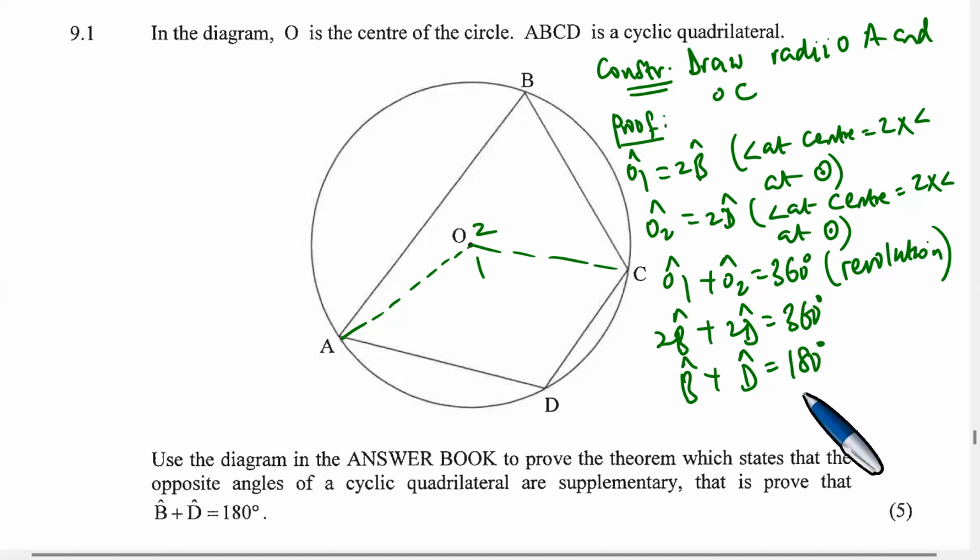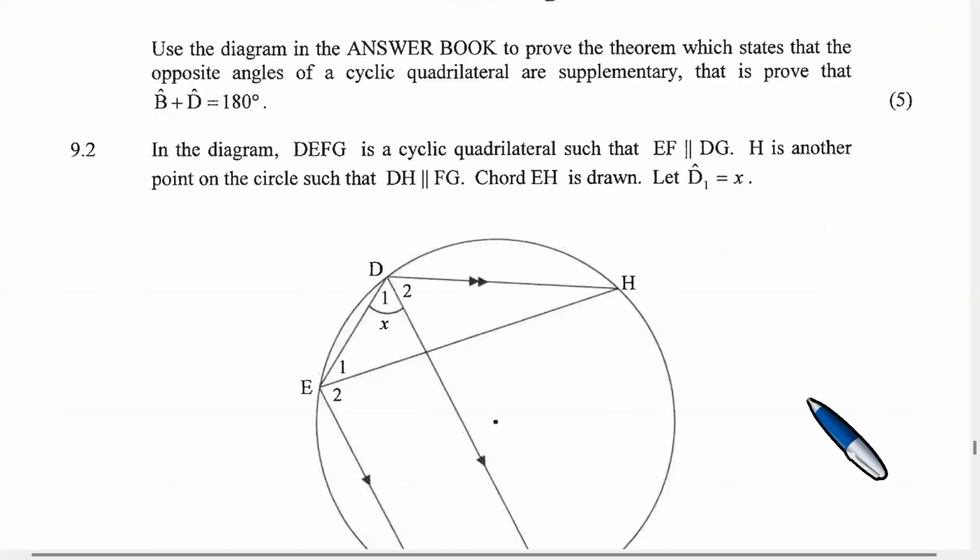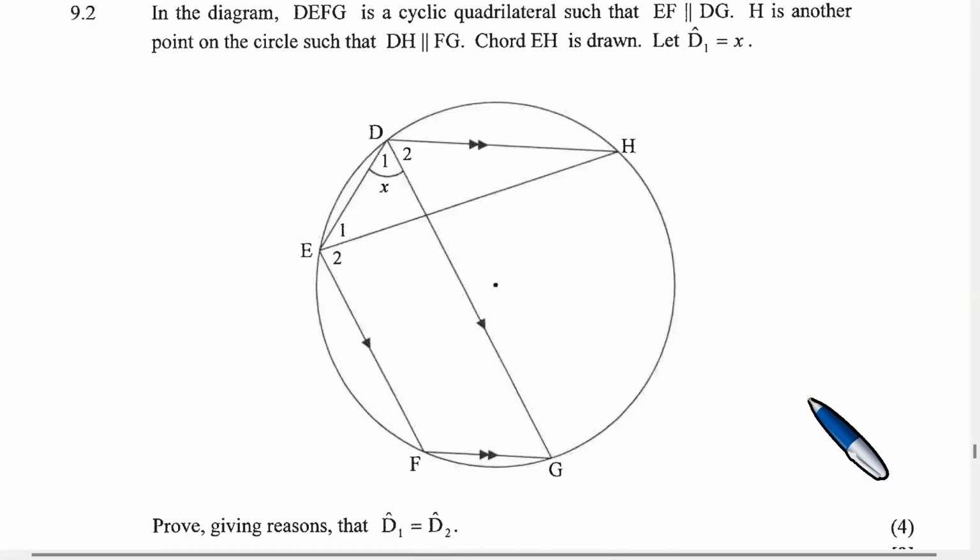Here's the proof. Please learn this one, because if this one does not come, then you have the tangent chord. If tangent chord does not come, then you have the angle at center is twice angle at circumference. Those are like the popular theorems you can meet. Okay, next question. Let's apply some of the geometry we've learned.